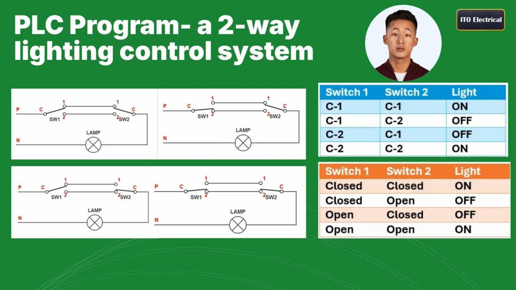The operation can be summarized like this. When both switches are in the same position, C1 or C2, the light is on. When switches are in opposite positions, the light is off. In PLC programming, we redefine these positions. Closed equals C1. Open equals C2. We get the revised table on the right.